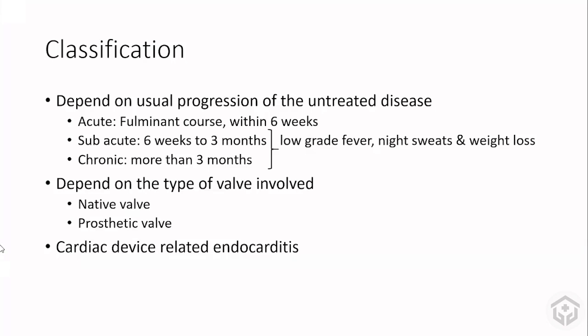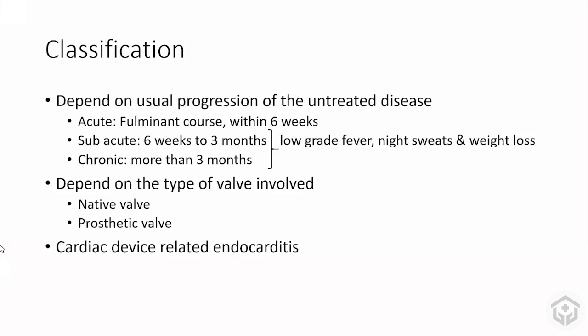The subacute and chronic are both considered as one. They present with a slower course, with vague systemic symptoms like low-grade fever, night sweats, weight loss. Those are the features, and here usually the death occurs after 6 weeks of development of the symptoms.